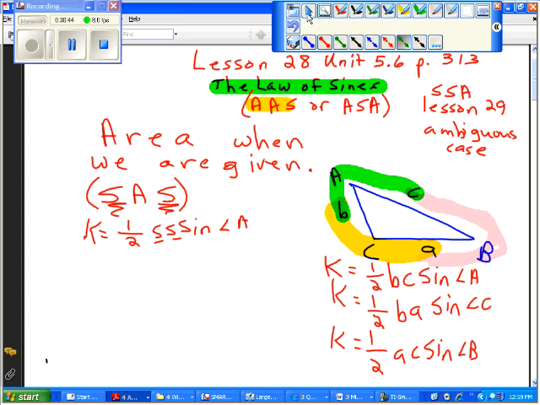I don't know how you want to memorize it. If you want to memorize the A's, B's, and C's, that's fine. I just memorize that if it's side angle side, it's 1/2 the product of the sides times the sine of the angle. That's good for my brain. And then I plug in whatever they give me.